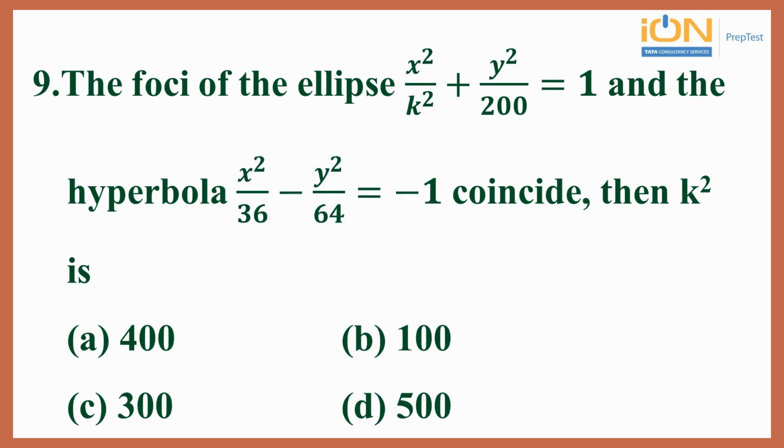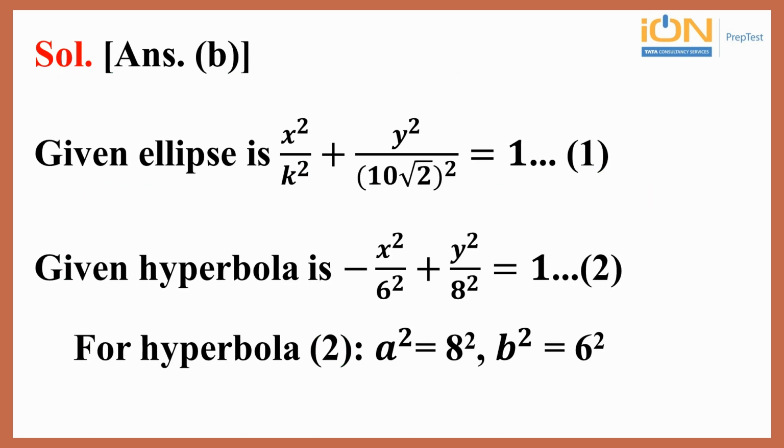So let's move on to the next question, question number 9. The foci of the ellipse x square by k square plus y square by 200 equal to 1, and the hyperbola x square by 36 minus y square by 64 equal to minus 1 coincide. Then k square is: first option 400, second option 100, third option 300, fourth option 500. The answer for it is B.